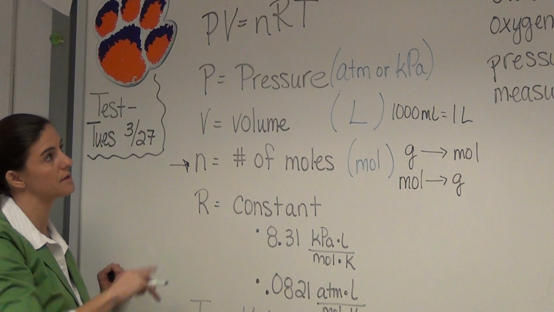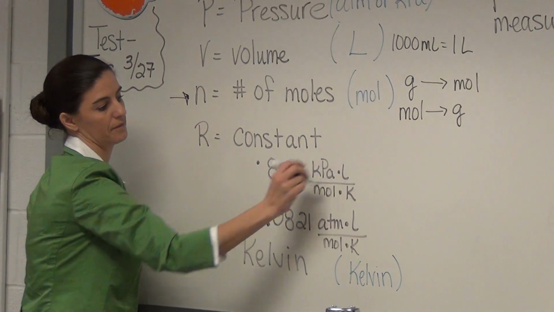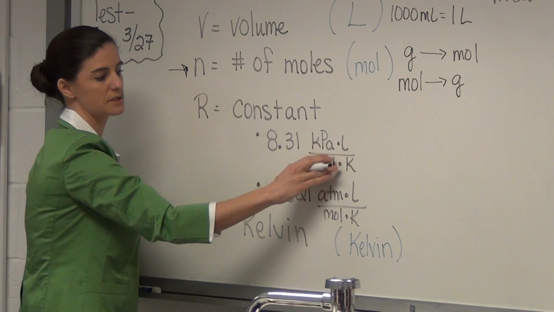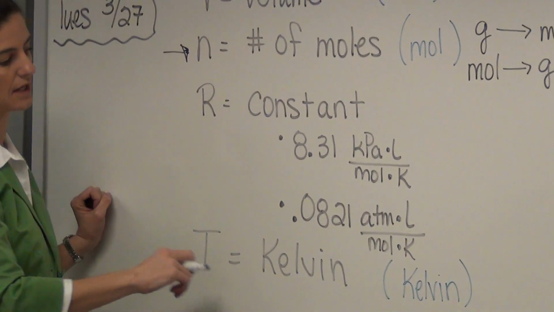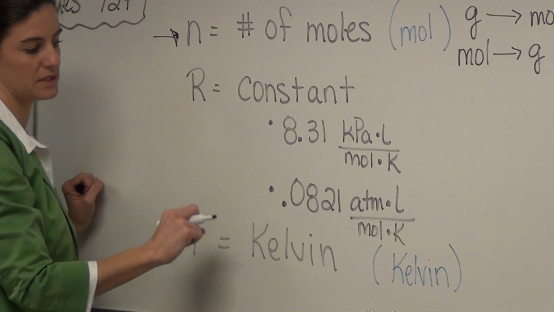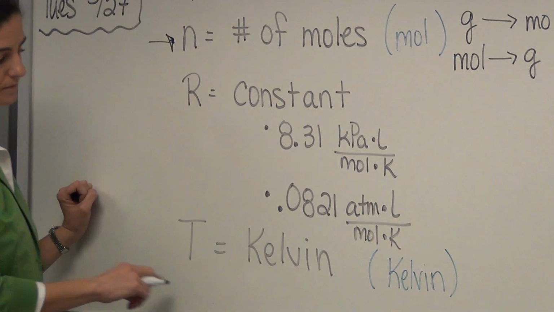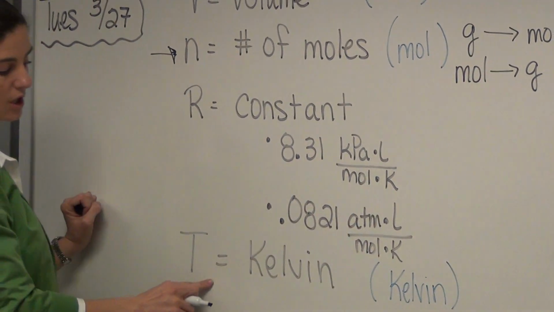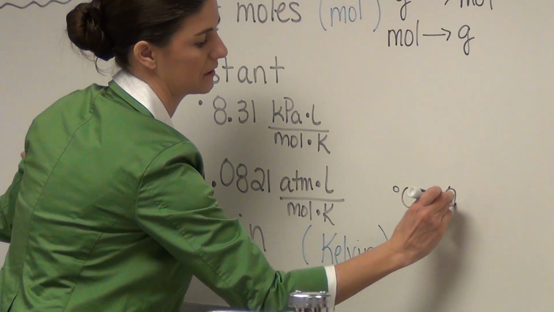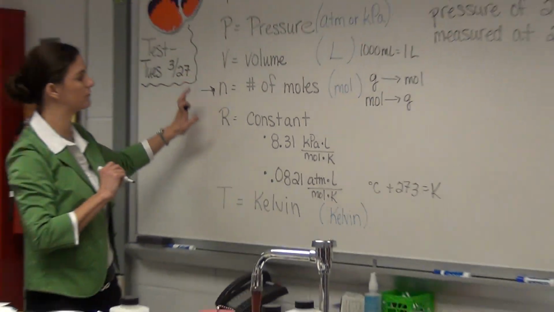We have two constants. That's our R value, 8.31, and this is the unit, kPa times liters over moles times Kelvin. You're never going to put numbers in here. You're just going to use them as units to cancel out. Or if the pressure is measured in ATM, it's going to be 0.0821 ATM times liters over moles times Kelvin. Notice we keep talking about Kelvin. Our temperature is going to be in Kelvin. And remember, that's degrees Celsius plus 273, and that'll give us our Kelvin. So these are our different variables.